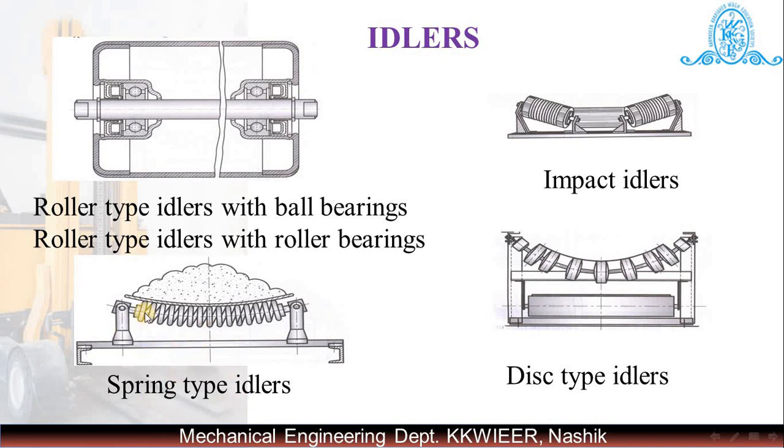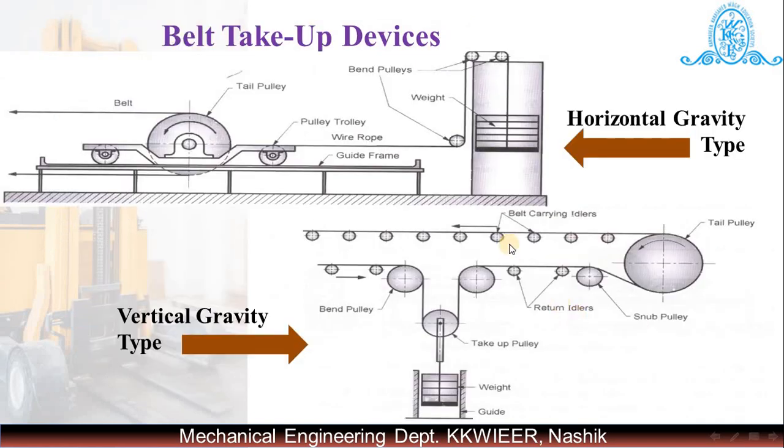Then we have spring type or disc type idlers. Important is to provide the tension, so belt take up devices are there. After a number of uses or rotations of the belt, maybe 8 hours, 10 hours, or 2 to 3 days, we have to add some tensioning to the belt. Two types of belt take up devices, horizontal or vertical, are used. A good example is the counterweight: one counterweight in the horizontal case, or a counterweight attached vertically.